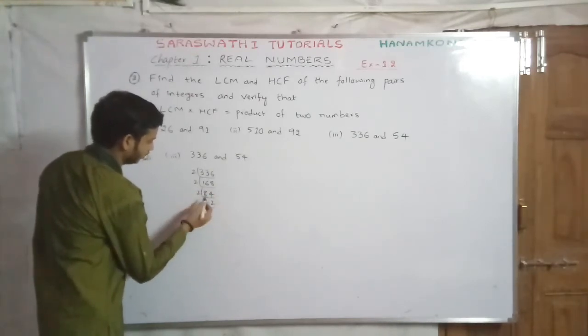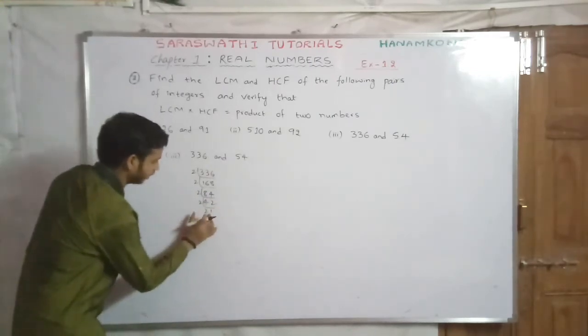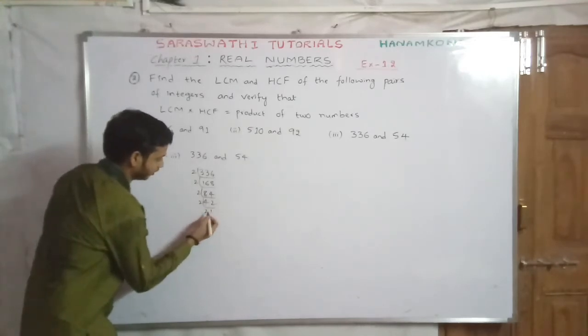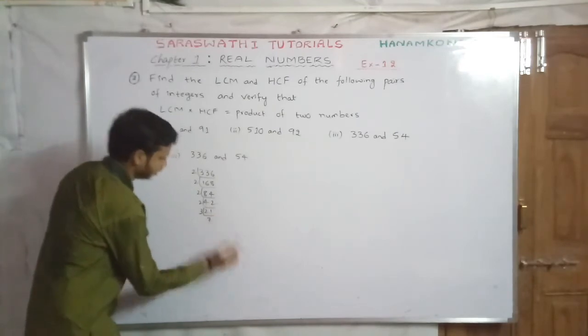The last digit 2 is even, so it is divisible by 2. 2 twos are 4, 2 ones are 2. Now the last digit 1 is odd, so it is not divisible by 2. So let us check for 3. 2 plus 1 is 3, so it is divisible by 3. 3 sevens are 21.